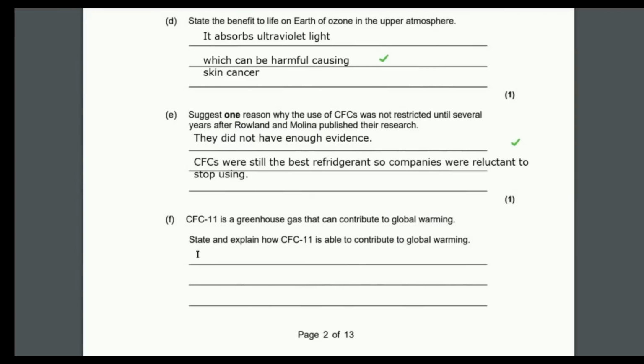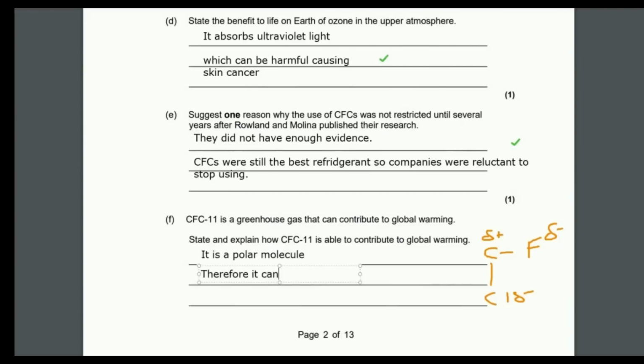CFC is a greenhouse gas. How can that contribute to global warming? So really, this is a 2-marker. And molecules that contribute to global warming are polar molecules. That means they have a delta positive atom and a delta negative atom. And CFCs obviously have fluorine and chlorine, which are electronegative, and carbon, which is slightly electropositive.